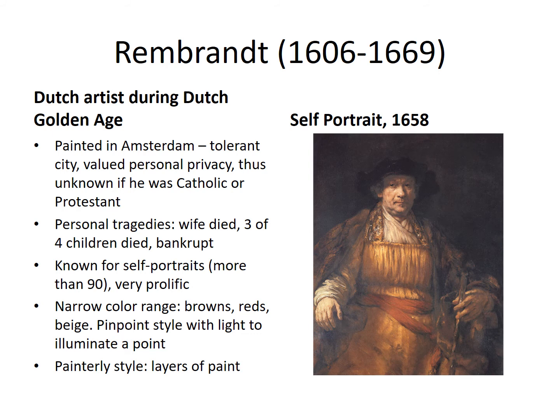His wife died, three of his four children died, and he became bankrupt. He was known for self portraits, more than 90 of them. Very prolific. Here's one of them on the right, from 1658. He had a very narrow color range, though: browns, reds, beige. Pinpoint style with light to illuminate a point and then the light flowing out from that point. This is known as a painterly style, where he layers the paint to create the depth of color and the depth of emotion ultimately.